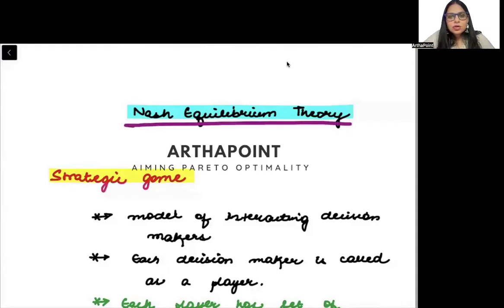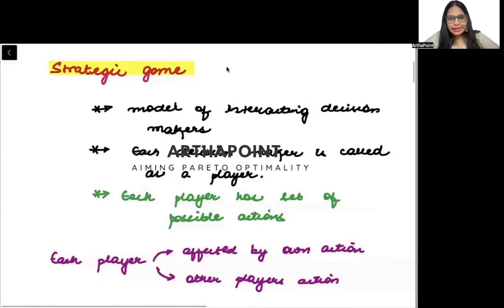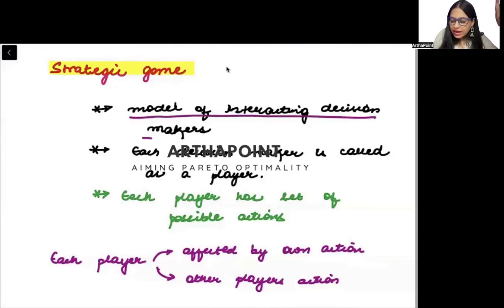Before we talk about Nash equilibrium theory, we need to understand what a strategic game is. Okay. So a strategic game means there are the following things in it. First, it is a model of interacting decision makers. What does this mean? I will give you a very simple example.